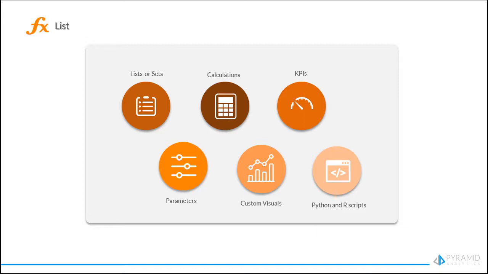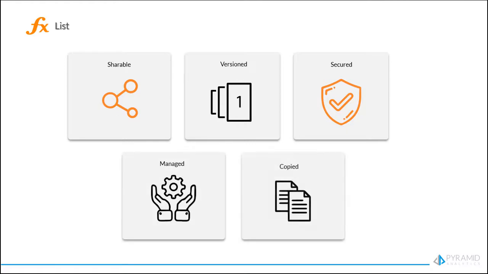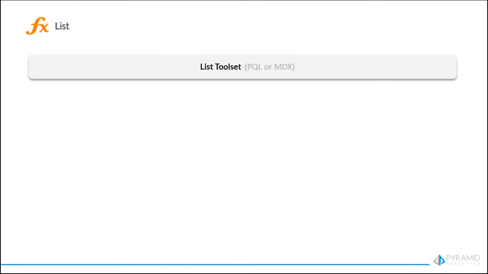The logic built in Formulate is usually shareable and stored, like all other items in Pyramid, in the content management system. This means they can be versioned, secured, copied, and managed as first-class independent items, much like a report or a dashboard. In this video, we'll focus on the list toolset, which offers both a graphical and scripting interface for building logical lists of elements using the Prequel or MDX languages.